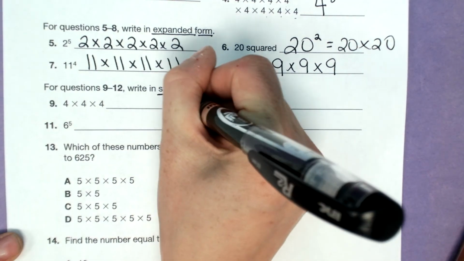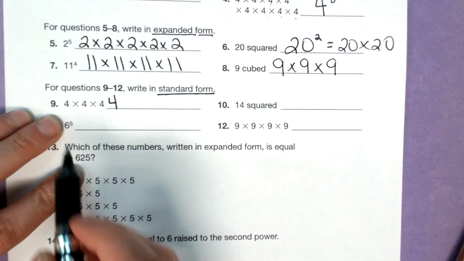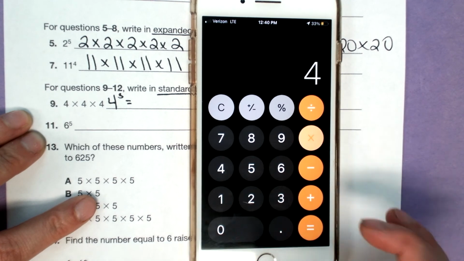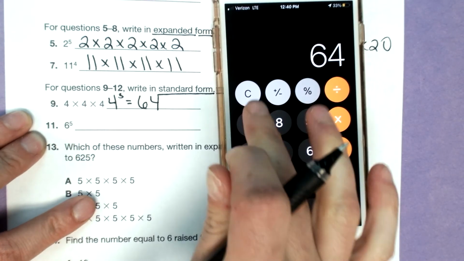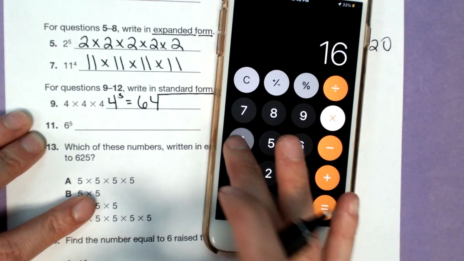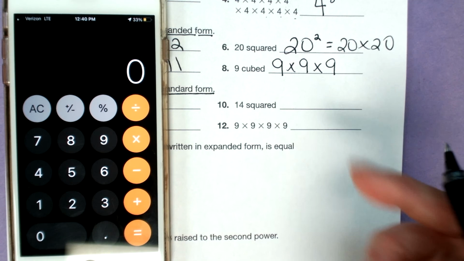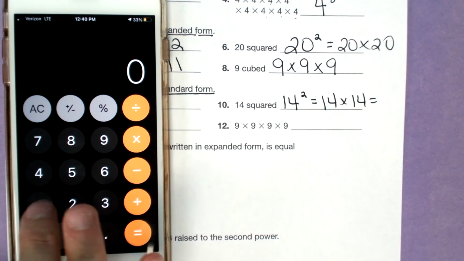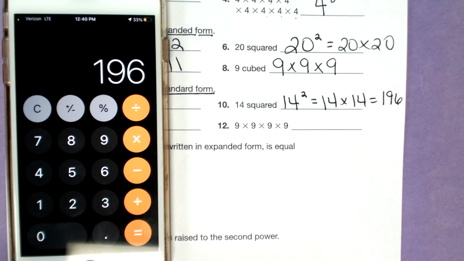Now, if it says standard form, it's asking you to write it as an answer. So they're wanting the answer, okay? So for the first one, it's 4, 1, 2, 3, to the power of 3. So if I had my calculator, I could do 4 times 4, and the answer is 64. Let me do it again for you. 4 times 4 times 4. 64. All right. So this is standard form again. So 14 squared, 14 to the power of 2, 14 times 14. And standard form is going to be 14 times 14. The answer is 196.